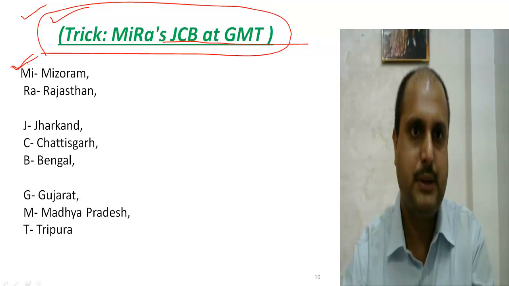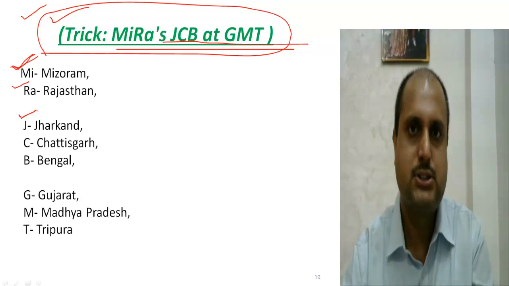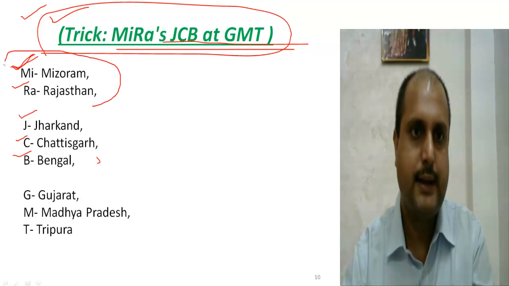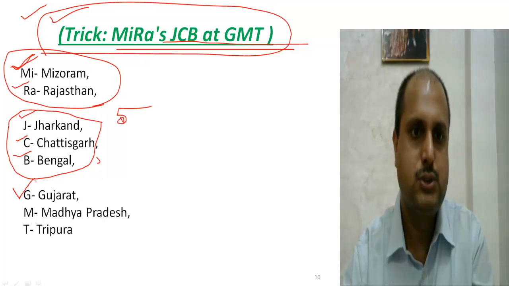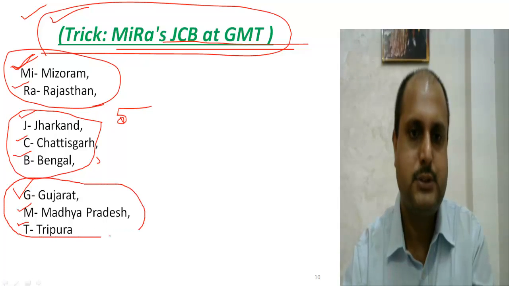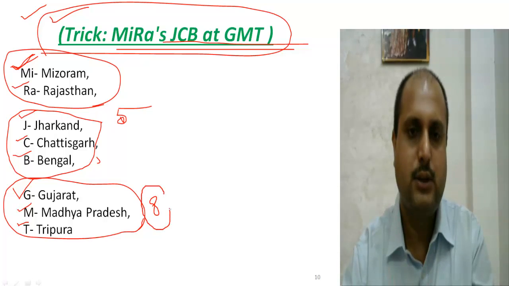First is MI, Mira, which stands for Mizoram. RA is Rajasthan. Mira's JCB at GMT. The next one is J for Jharkhand, C for Chhattisgarh, and B for Bengal. So these are the 2 and these are the 3 states, so the total is 5 states. Now GMT: Gujarat, Madhya Pradesh and Tripura. Total 5, 6, 7, 8. There are a total of 8 states.